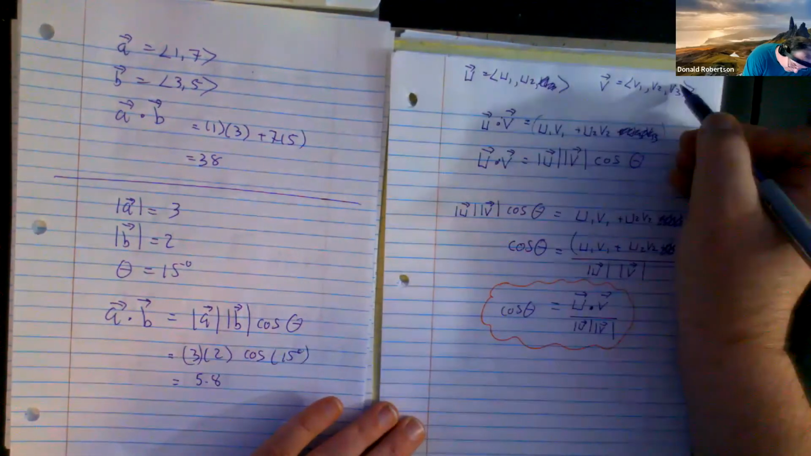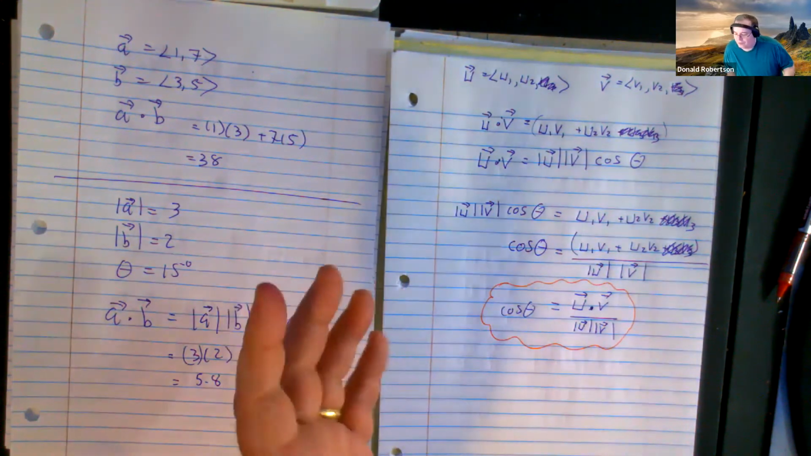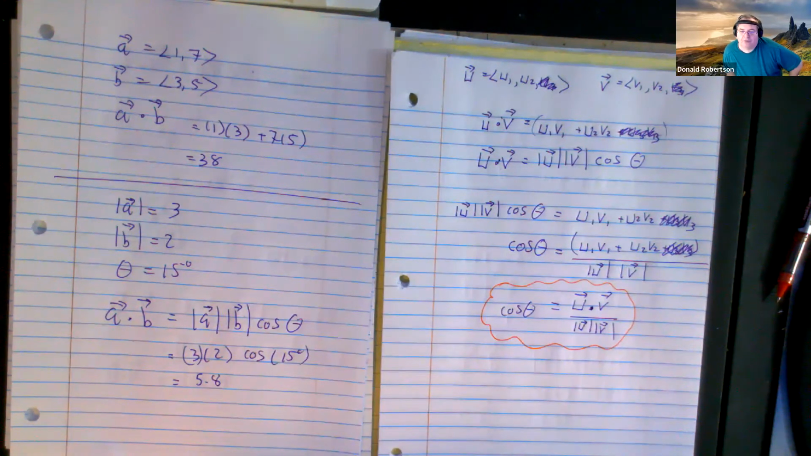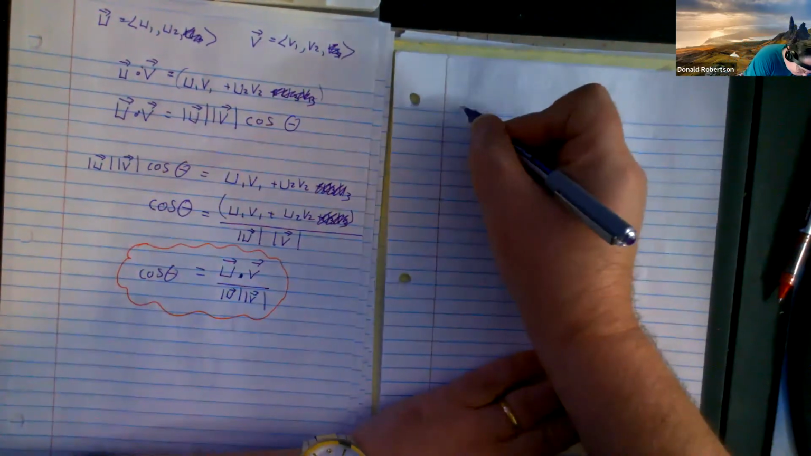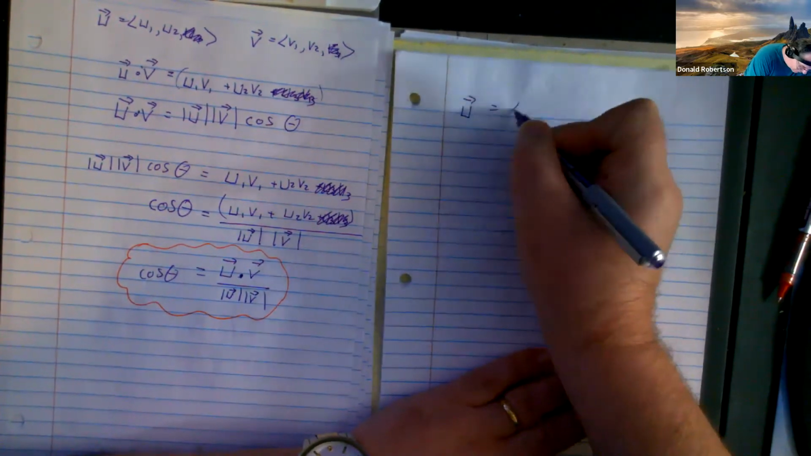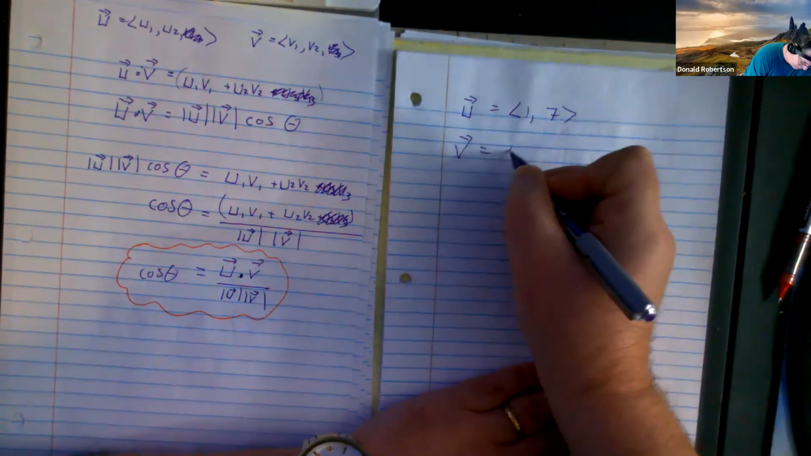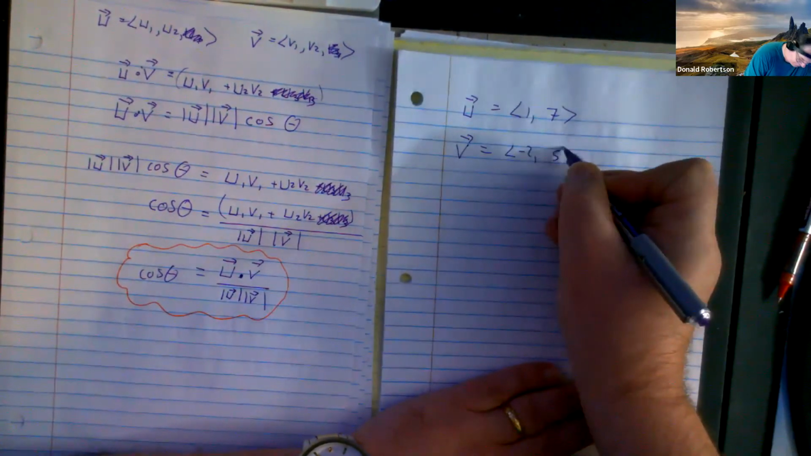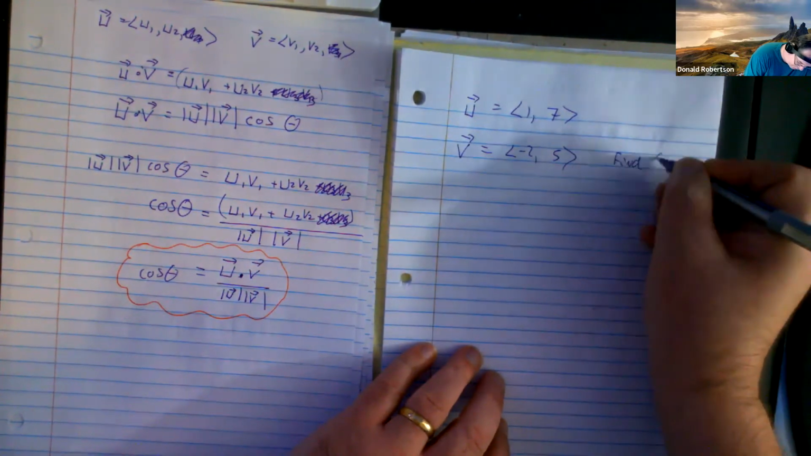Actually, it does work in 3D. I'm doing it with my Calc 3, so that's where my brain was. They're doing the same formula, but they're doing it with 3D. But you only need to do 2. So that's our formula. Let's do it. Suppose I have a vector 1, 7. I have another vector -2, 5. And I would like to find the angle between those two vectors.